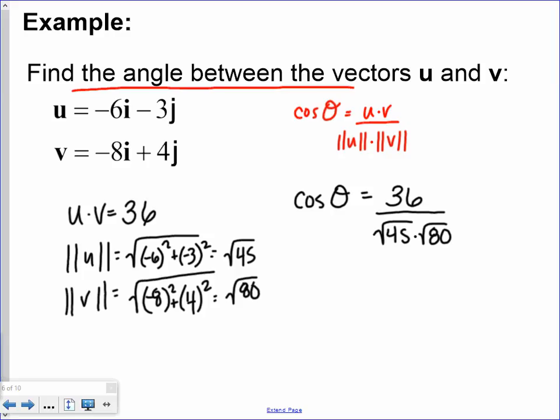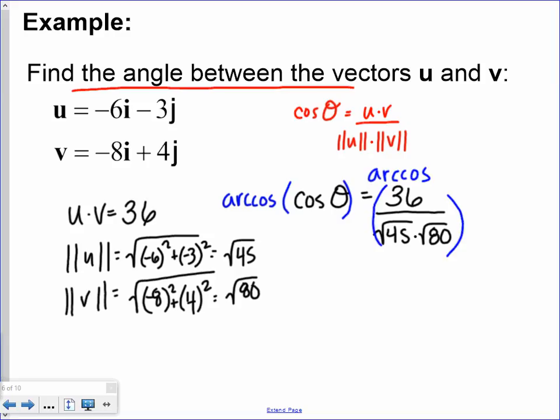You can do this piece by piece if you want. I generally would say at this point you have enough stuff going on. It may just be easiest to plug it into your calculator. So I'm going to take the inverse cosine, or the arc cosine, of both sides right now in my calculator.